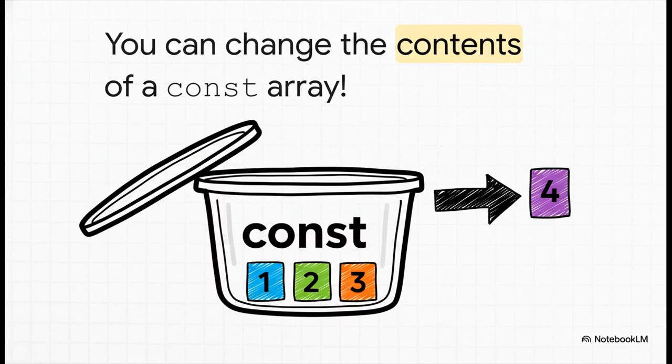So imagine you have a special Tupperware box that's permanently glued to the shelf. You can't swap out the box, but you can for sure open the lid and add more food to it. Here, we're just adding the number 4 to our array. The container, the array itself, is still the same one.